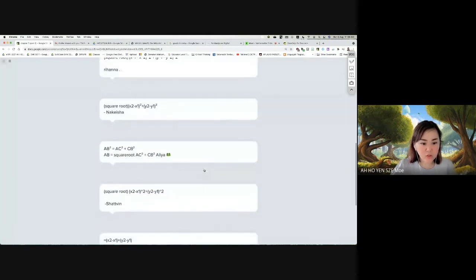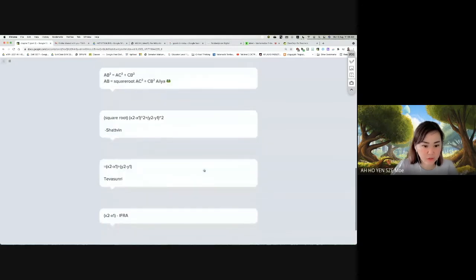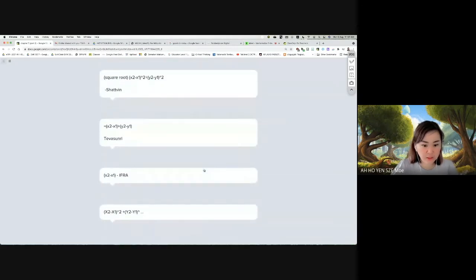So this is Aliyah. Aliyah, you gave the Pythagoras theorem. Okay, this is another way to get the distance between 2 points also. Square root, Tiva. Okay, Ifra, how about the rest?